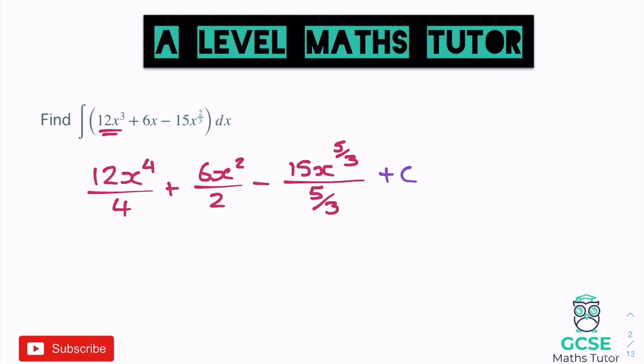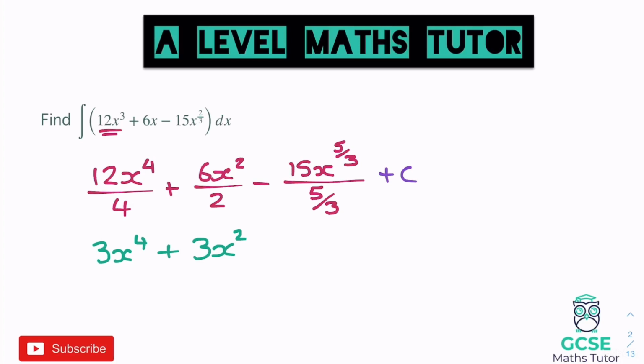We've got 12 divided by 4, which is 3, so that's quite nice. We get 3x to the power of 4 for the first bit. The next bit, we've got 6 divided by 2, which is 3 again, so 3x squared. And then this bit isn't so nice here. You've got 15x to the power of 5/3 divided by 5/3.